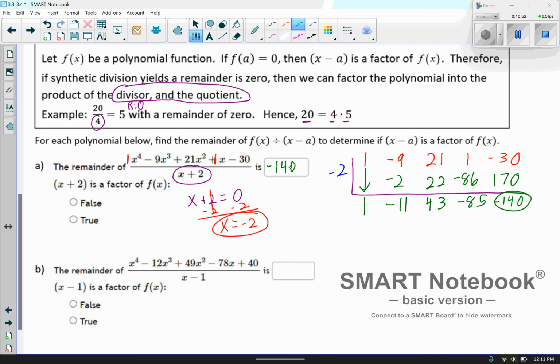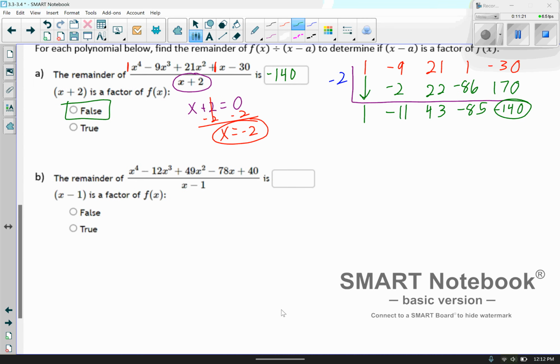And so since that's the case, what that means is that this is not a factor of the numerator polynomial. It's not a factor of the polynomial being divided. So x plus 2 is a factor of the function. False, it is not. I have to get a remainder of 0 for that to work. So let's try another one. Maybe example B will give me a remainder of 0.